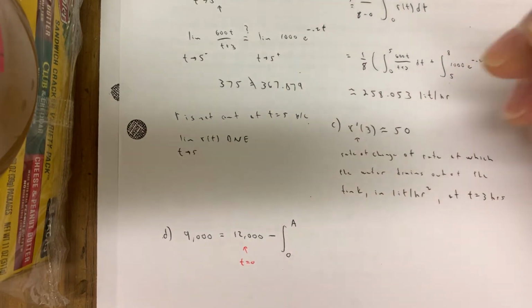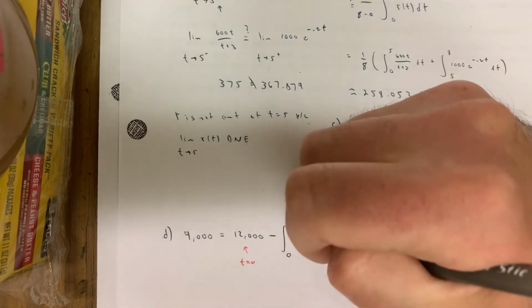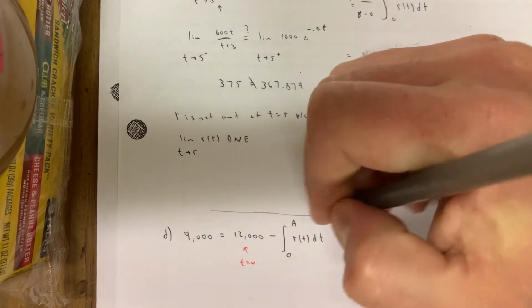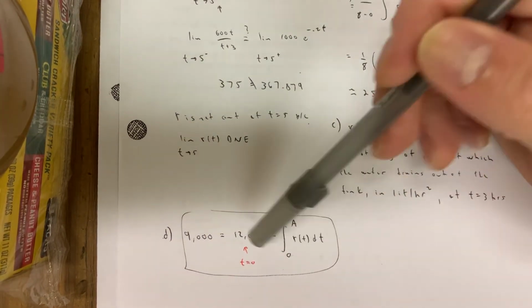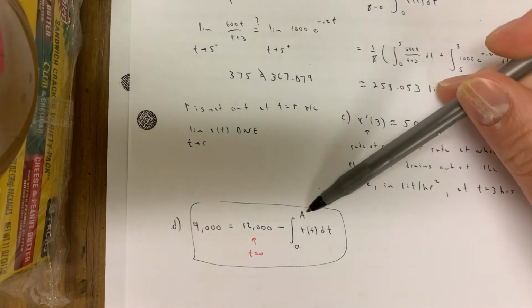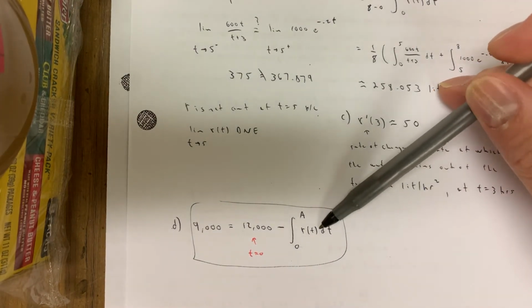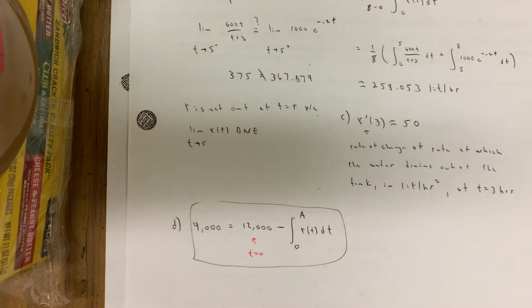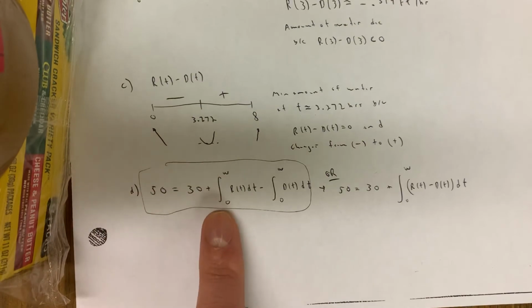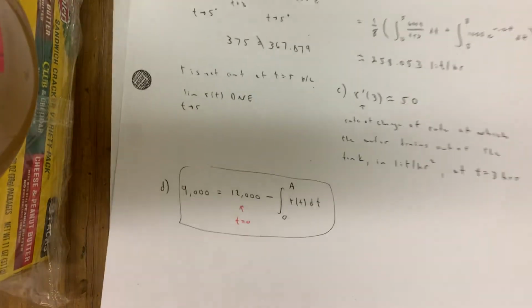Just remember, if you want to know how much water is draining out of the tank, integrate the rate at which the water drains out. And that's our equation, okay? This tells you the amount of water at time t equals A. We want to see when it's equal to 9,000. You could put a t here, but then you have to put r of x with respect to x, so be careful. So similar to the last problem that we did, same type of thing. This one's a little bit more complicated.